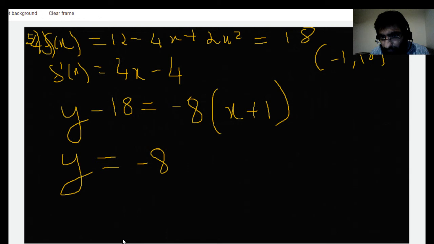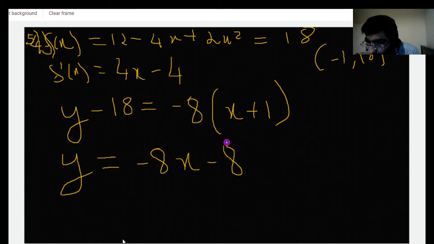So it's 4x is minus 4 into minus 1. I'm doing it right. Minus 8x minus 8 plus 18. Minus 8 plus 18 is 10. So then it's plus 10. This is the first equation.